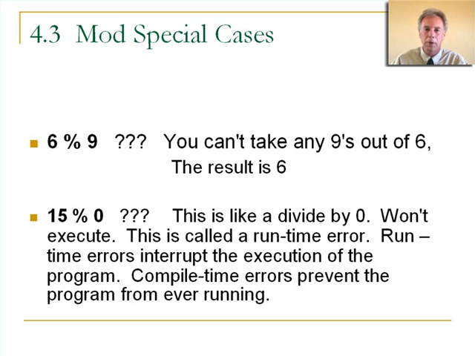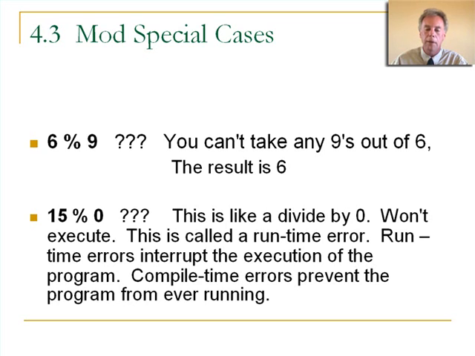There are a couple of special cases using the modulus operator that you should be aware of. For example, if the left-hand operand is smaller than the right-hand operand. How many 9's can you take out of 6? Well, none. And what's left over? 6. So if the left-hand operand is smaller than the right-hand operand, the result will be what you started with.